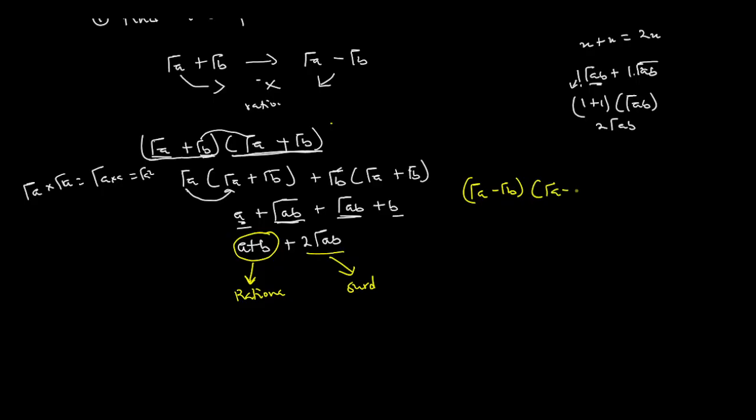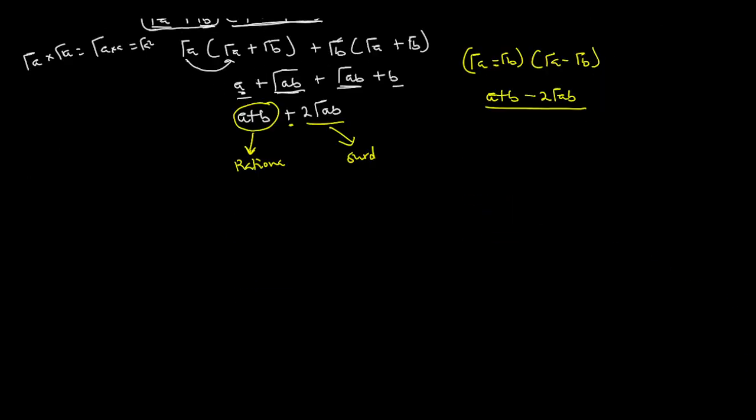Itself, root of A minus root of B, you end up getting, if you follow this step, I think you are going to get A plus B minus 2 root AB. Yes, I think you are going to get this one. If you really follow the steps, you are going to get this one. So it's the same thing. Just that when here is minus, this one will change to minus, and if it is positive, you maintain it. That's it. So now we are using that idea.